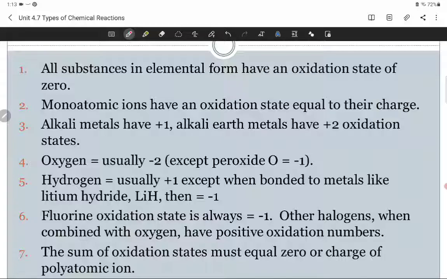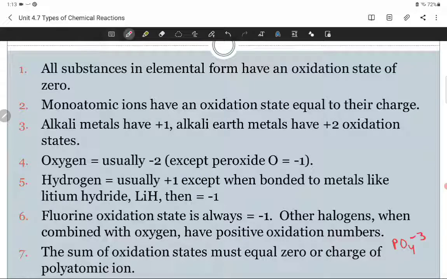Number 7, if you know all these rules number 1 through 5 or 1 through 6, you add those things up and it has to equal 0 for the compound, or if it's a polyatomic ion, like if it was phosphate, when you find the oxidation state for phosphorus, and for each of the 4 oxygens, when you add all those oxidation states up, it better equal -3.